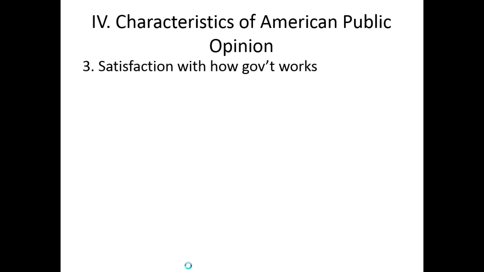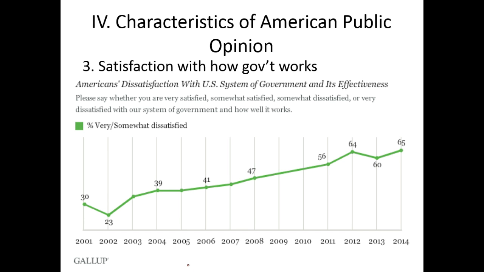And maybe this one, satisfaction with how government works, will also tell us some things. Please say whether you are satisfied, somewhat satisfied, or somewhat dissatisfied, or very dissatisfied with our system of government and how well it works. This is very and somewhat dissatisfied added together. And as you can see, the low point here is after September 11th, 2001. The low point is actually where most people are satisfied with the government. And the high point here has been in 2012 and 2014. As you can see, people are very dissatisfied with the way that the government is running. So I'm interested to see as we go forward in the future what sort of political ramifications these results will have.